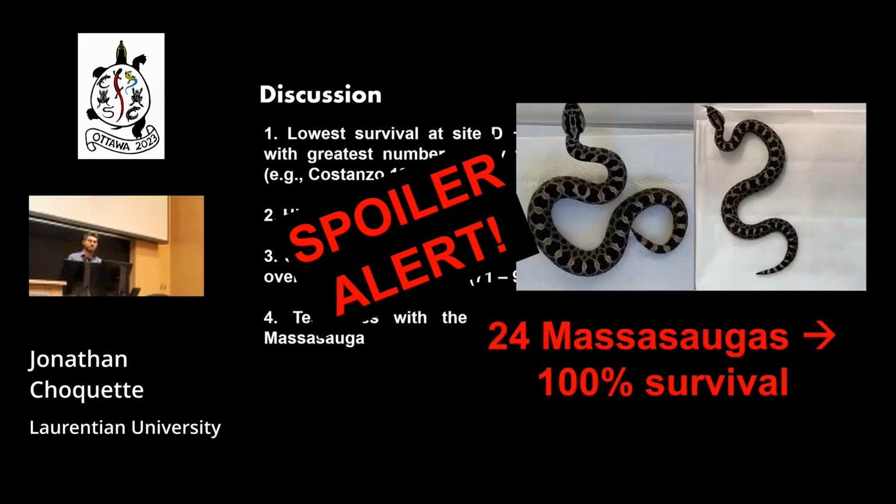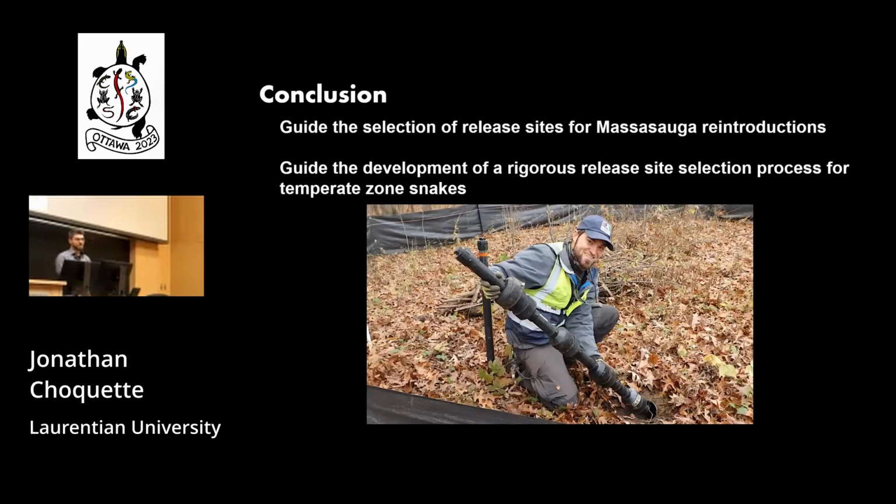In 2021 and 2022, we artificially hibernated 24 Massasaugas at those release sites, and we observed 100% survival. So they worked. To sum it up, our results will guide the selection of release sites for Massasauga reintroductions and will guide the development of a rigorous release site selection process for reintroduction of temperate zone snakes.